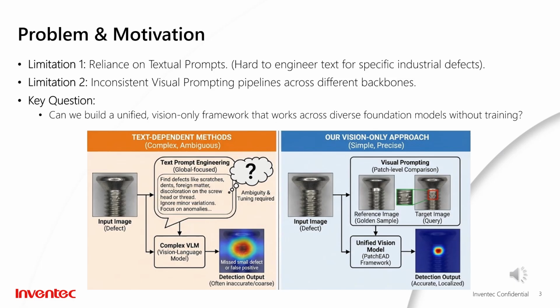Limitation 2 is the inconsistency of visual pipelines. Different backbones often require different processing setups. This leads to our key question: can we build a unified, vision-only framework that works across diverse foundation models without any training? We believe the answer lies in simplifying the process to a direct patch-to-patch comparison.